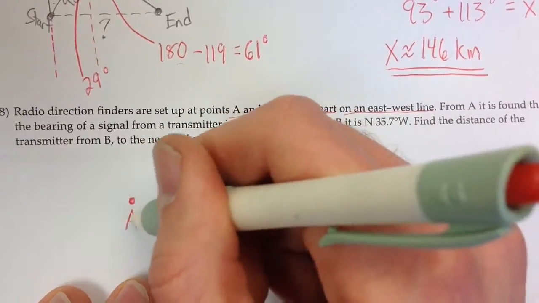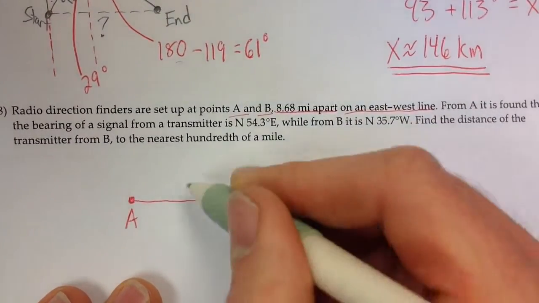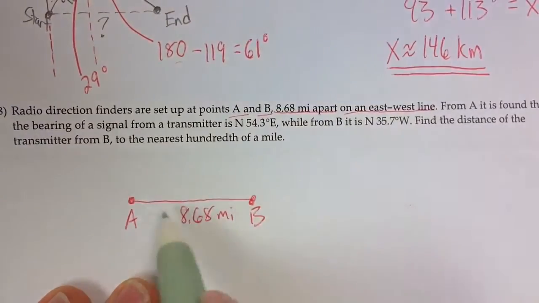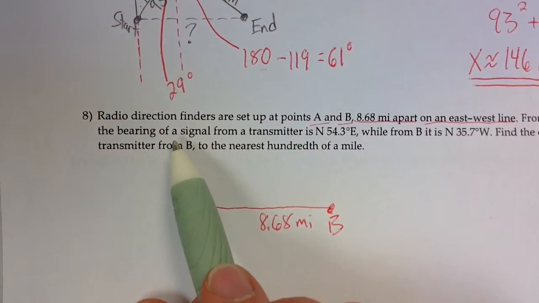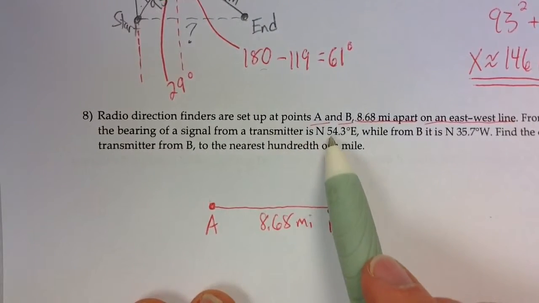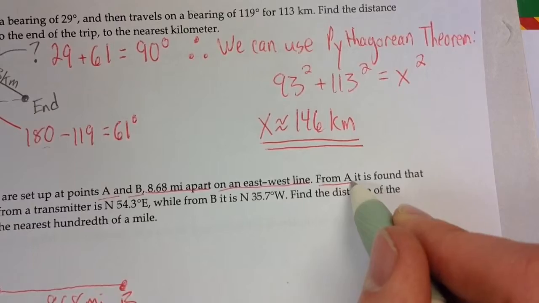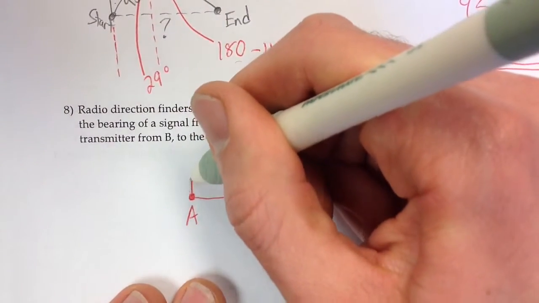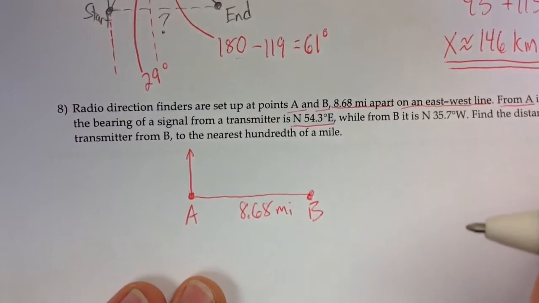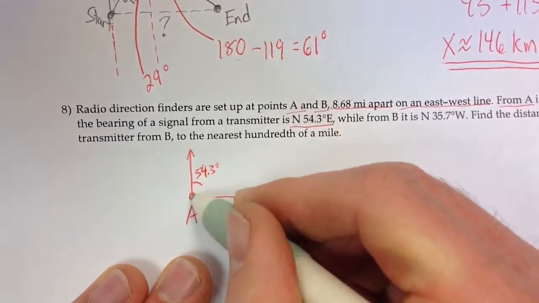Okay. A, B, 8.68 miles in between them. It's a horizontal line because it's an east-west line. Next, from A, it is found that the bearing of a signal from a transmitter is north 54.3 degrees east. So what's key here is from A. That's your reference. We have a bearing, north 54.3 degrees east. They're telling you it's north, so draw your north ray, and that it's 54.3 degrees east from there. So 54.3 degrees clockwise.